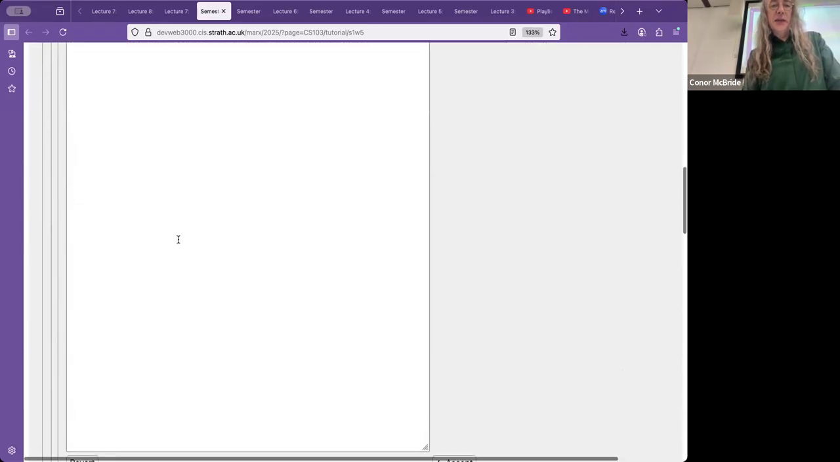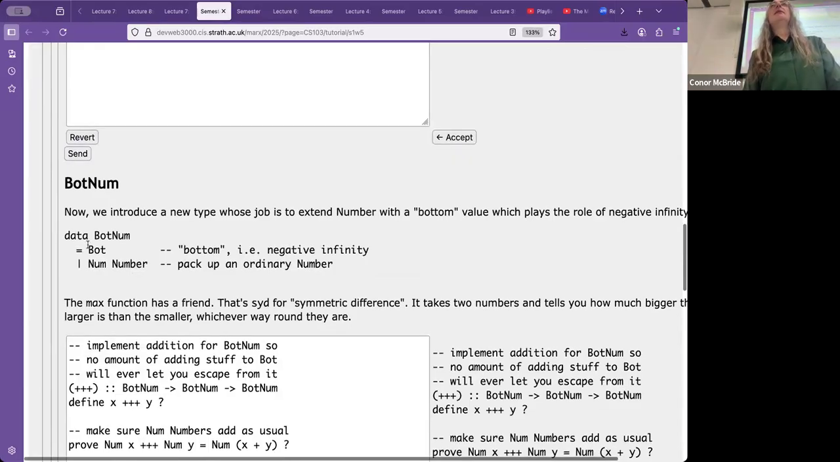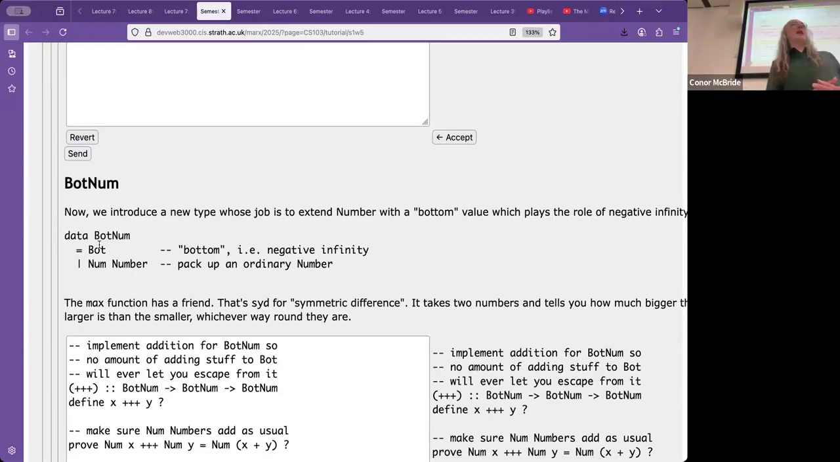So the task is to work with this type. It's called botnum. And you can see that a value in type botnum is either this thing called bot, which you should think of as minus infinity. We call that the bottom element. Or it's the constructor num wrapping up an ordinary number. So in effect, we've got all the numbers that we had before, but we've glued on an extra one at the bottom, minus infinity. So what I'm asking you to do is to construct addition and maximum for botnums.